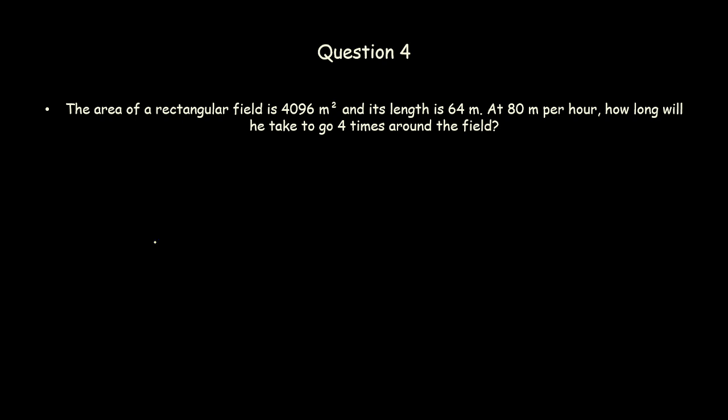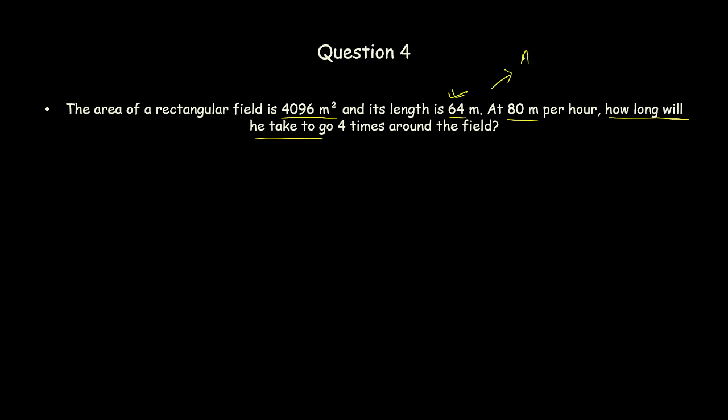Wow, interesting question. The area of a rectangular field is 4096. Its length and breadth is already given. Sorry, no, only length is given. Breadth is not given. At 80 meter per hour, how long will he take? Acha. He takes means 4 times around the field. Okay, so some data is missing.